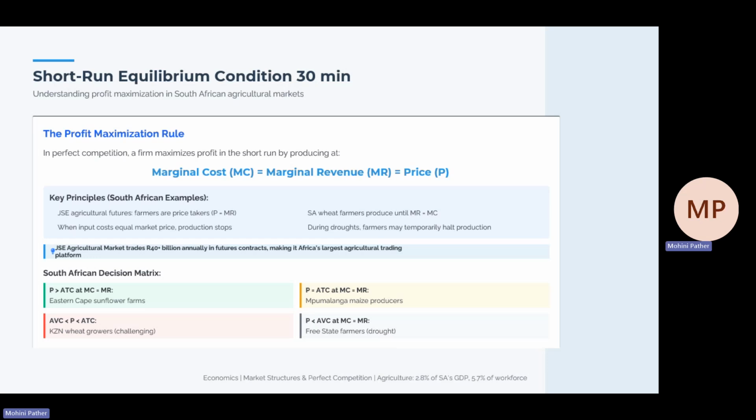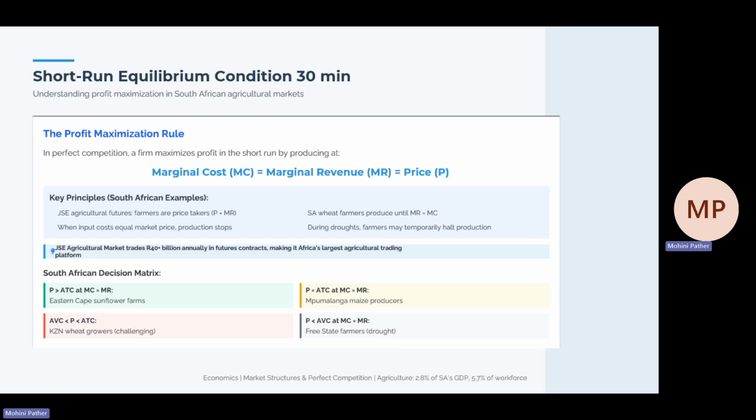So we have the short run equilibrium conditions. This is about understanding profit maximization. Again, we're going to use some examples from our agricultural market. In perfect competition, a firm maximizes profit in the short run by producing at a point where marginal cost equals marginal revenue, which equals price.